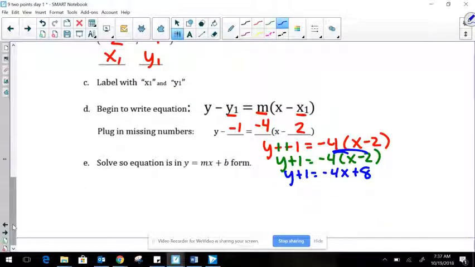Okay, then I need to get y by itself. So I'm going to subtract 1 from both sides. So I'm left with y equals negative 4x plus 7. Okay, and this is the first day, the introduction of writing these lines with 2 points.